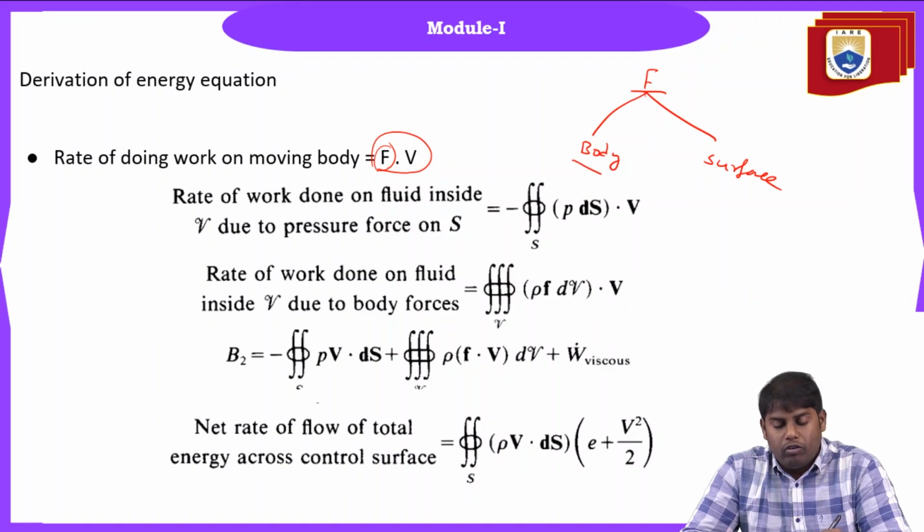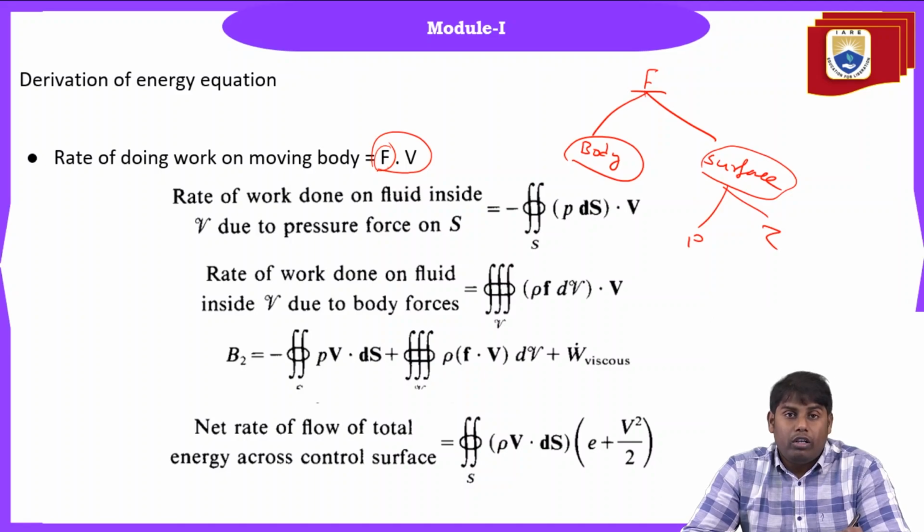In the body force, you have the work done due to gravitational force, electromagnetic force, and other forces. That is called the body force throughout the volume. For surface forces, you have pressure and shear. Previously we have seen that the shear stress or the viscosity is contributing to heat.